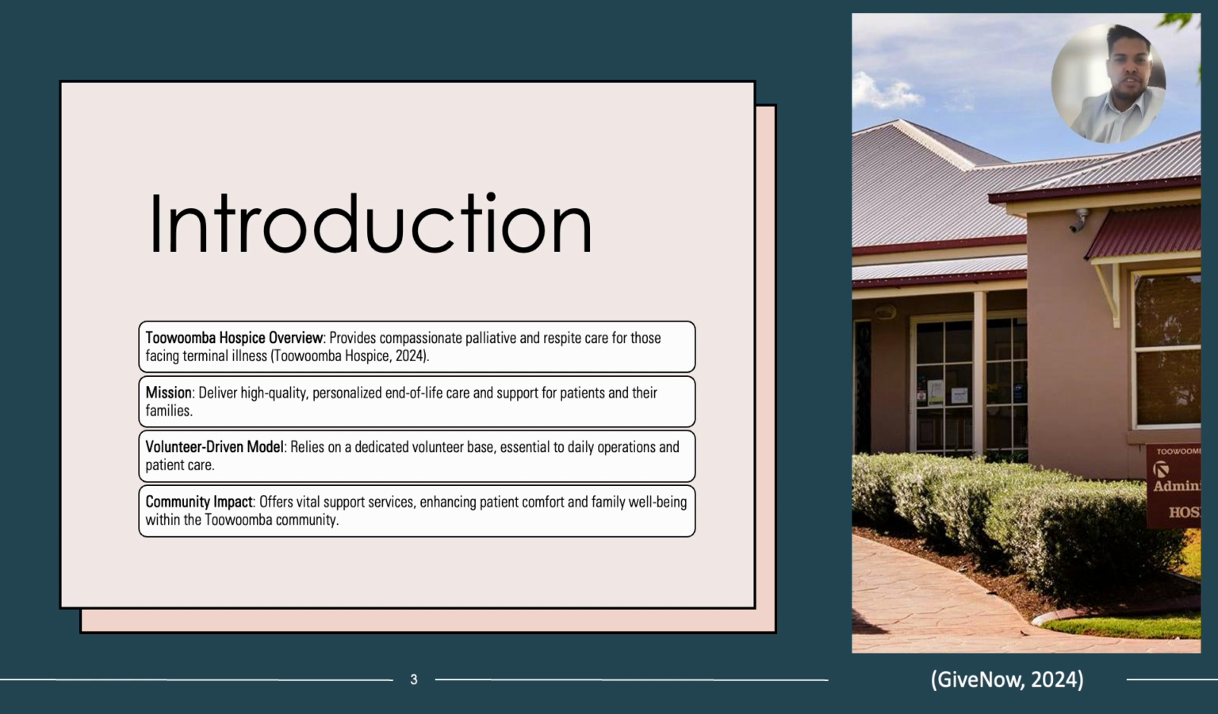Toowoomba Hospice's vision is to offer the best end-of-life and respite care to patients with terminal illnesses. It aims to provide enriching individualized care, whether at a patient or family-centered level, within Toowoomba. At the center of its function is the volunteer system, where volunteers are crucial to day-to-day tasks, especially in the treatment of patients.